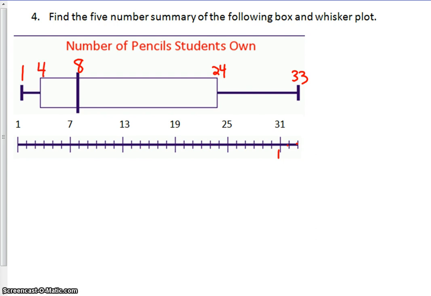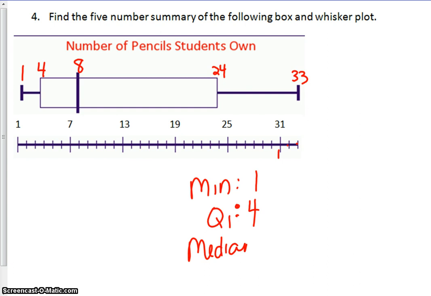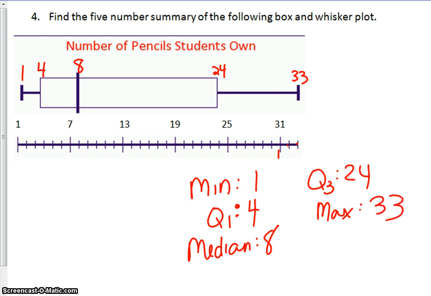It looks to be a little bit between 3 and 4. That's the one I'd probably be a little understanding about if you had a 3 or a 4. I want you to write your 5-number summary not just as 1, 4, 8, 24, and 33. I want you to tell me, hey, the minimum is 1. I said it wrong earlier. The first quartile is 4. The median is 8. The third quartile is 24. And the maximum value in this set of data is 33.